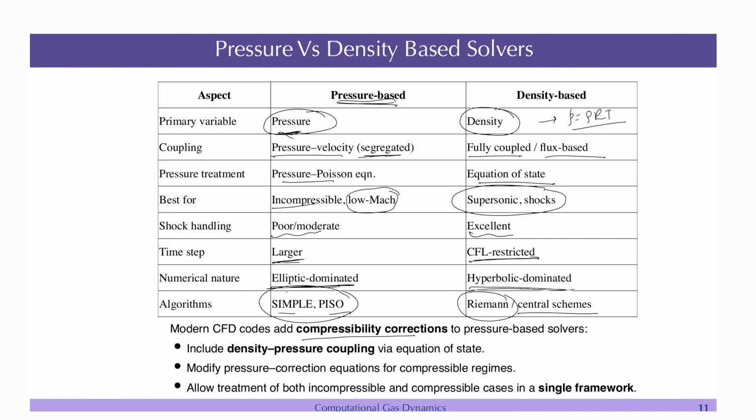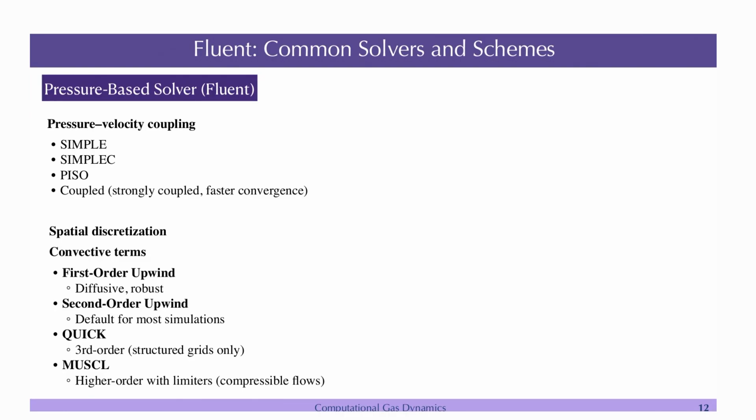So, modern CFD codes add compressible corrections to this pressure based solver. Basically you add the energy equation also in the pressure based solver, and also apply this equation of state. So, the applicability of the pressure based solvers is extended to the compressible flows also. So, it can treat both incompressible and compressible flows in a single framework. So, some common solvers I want to just show.